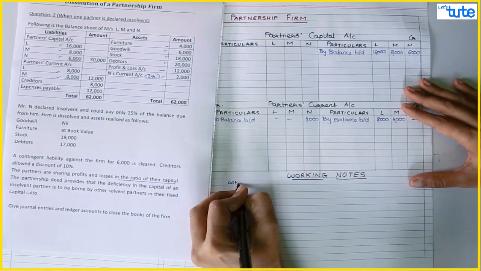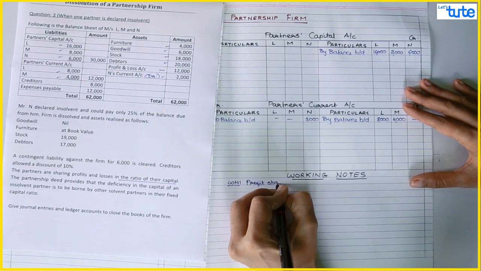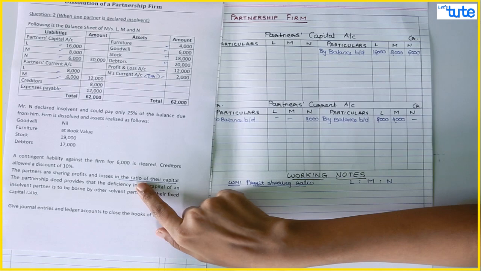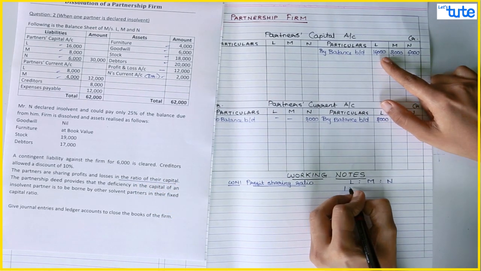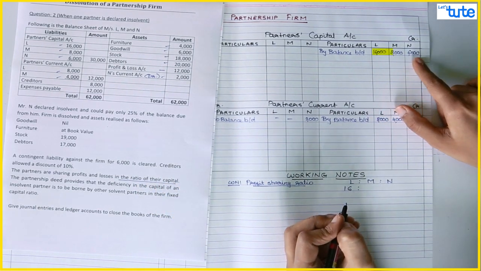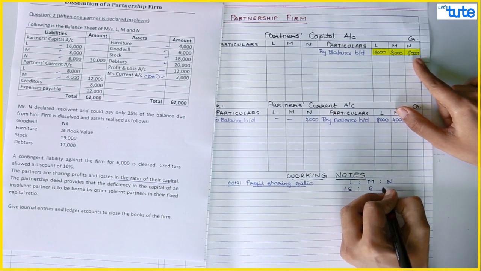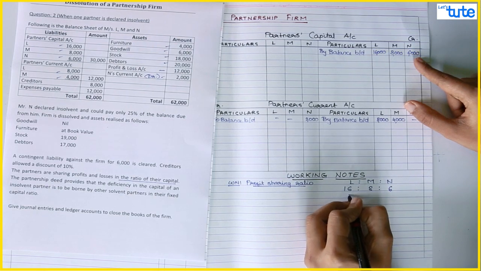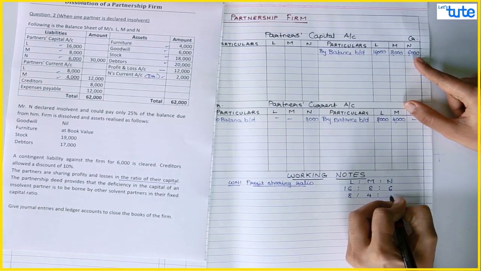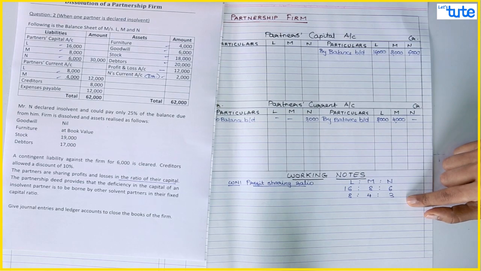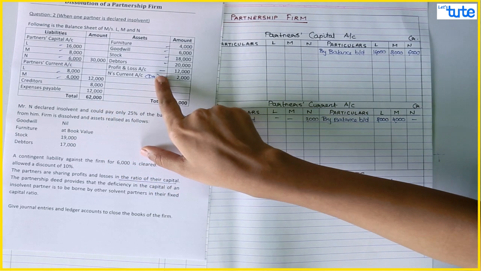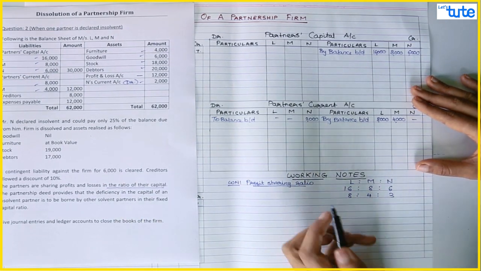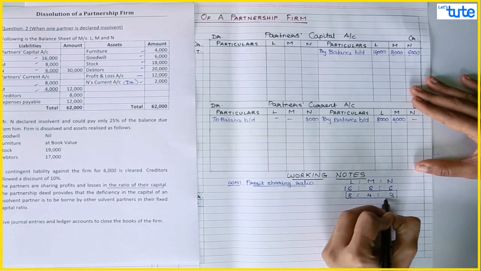So we can just prepare working note 1, profit sharing ratio, L is to M is to N. Now the ratio of their capital, that is 16,000, 8,000, 6,000. So we can say 16 is to 8 is to 6, that is as good as, if we divide by 2, 8 is to 4 is to 3. So this we can say as profit sharing ratio. So now our profit and loss account debit balance will be shared between the partners in this ratio, that is 8 is to 4 is to 3.